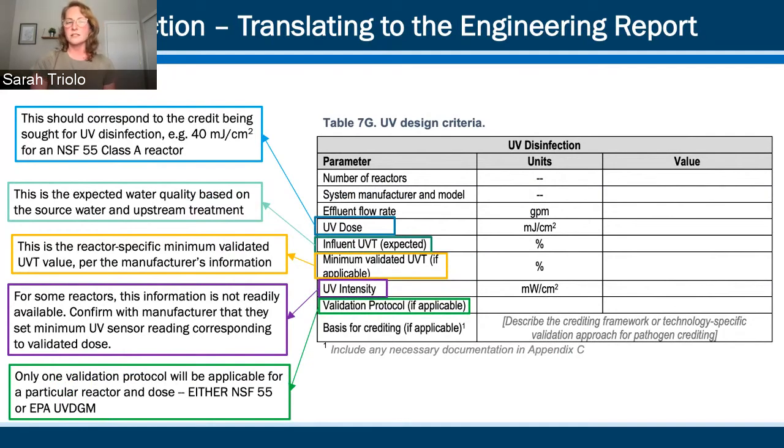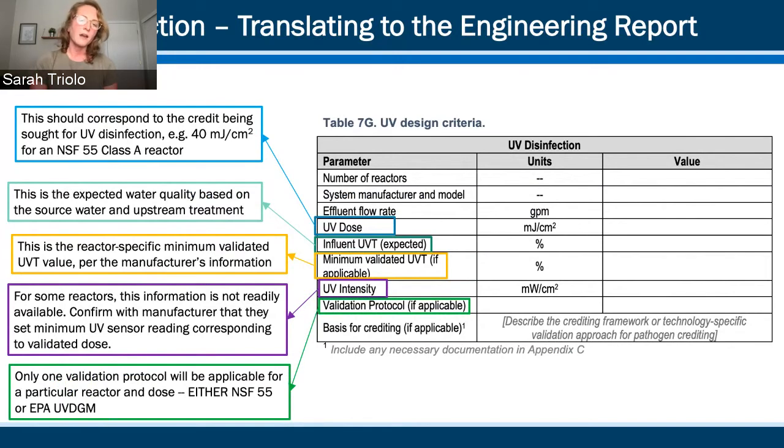And then the next one, UV intensity. So this goes back to the importance of that UV intensity set point method. The UV intensity is that key parameter that is being monitored on an ongoing basis to determine if you're within your operating envelope.